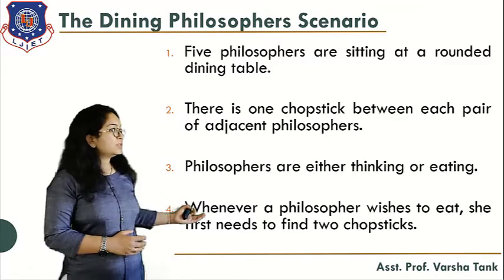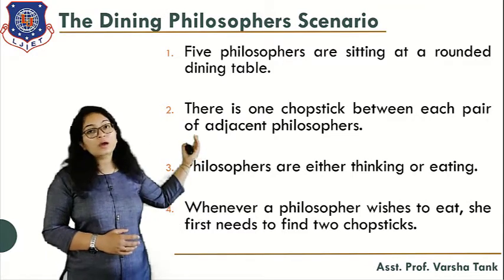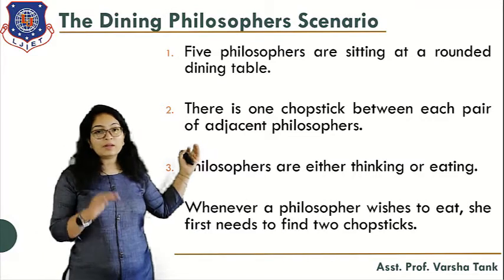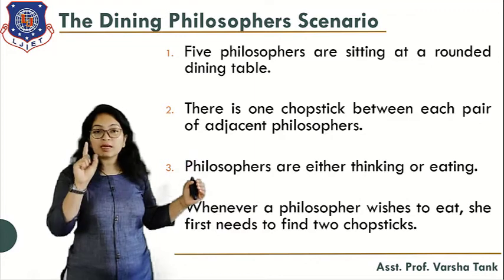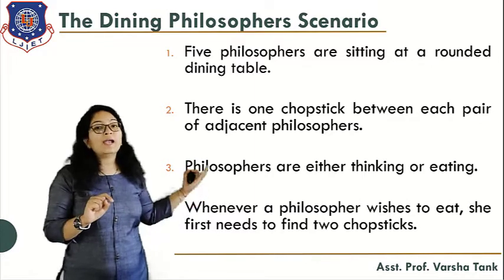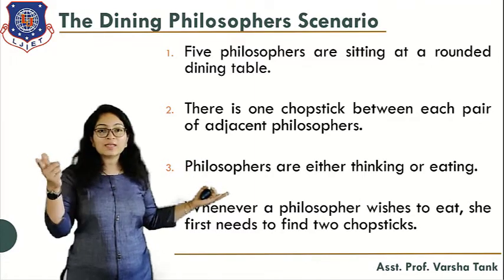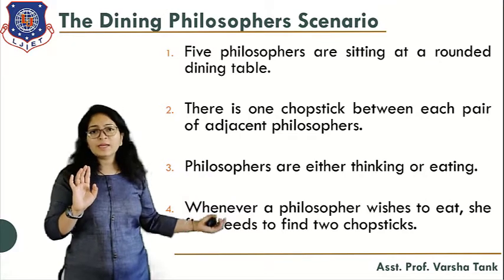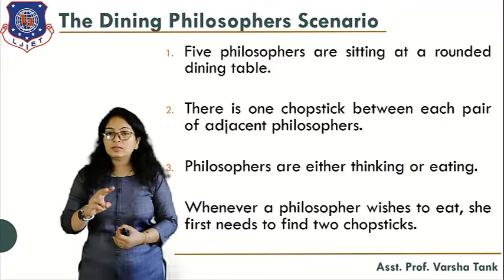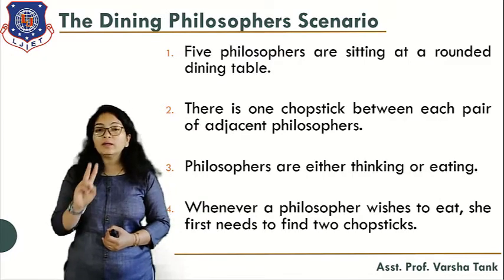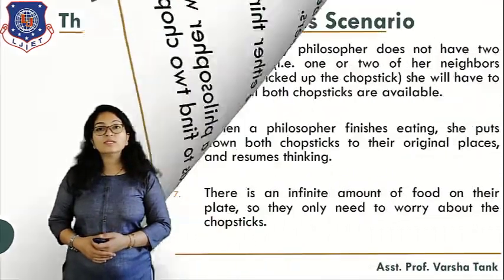Okay, so these are the first scenarios. First scenario: a round dining table with five philosophers. Second: in each adjacent space there is only one chopstick, and the philosophers have two states, either thinking or eating. If a philosopher wants to eat, she requires two chopsticks. Okay, what is the other scenario?